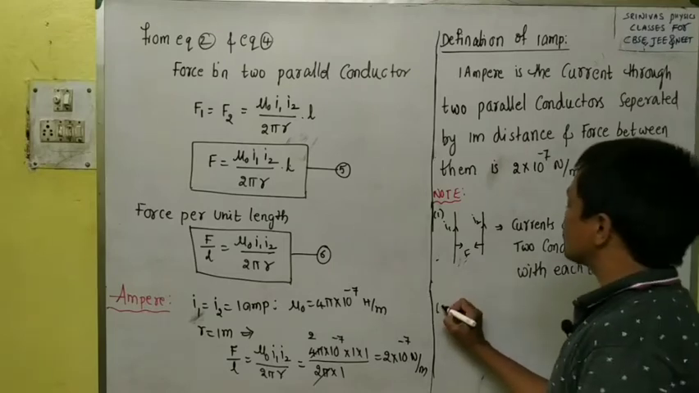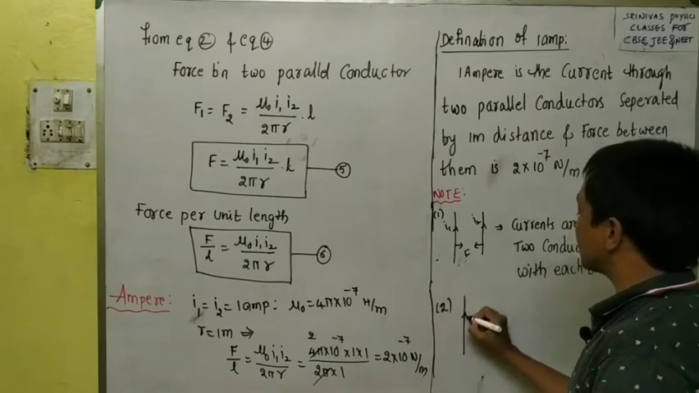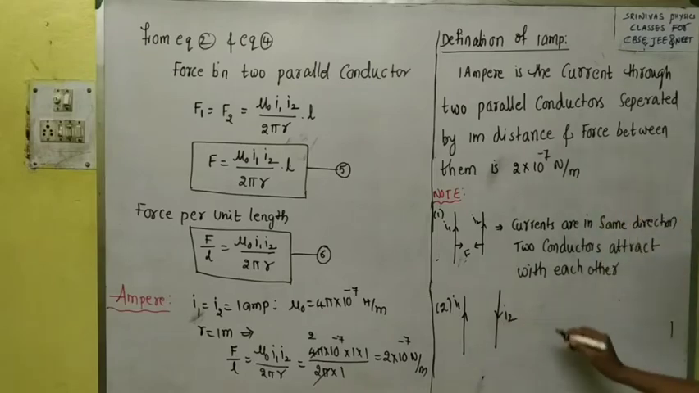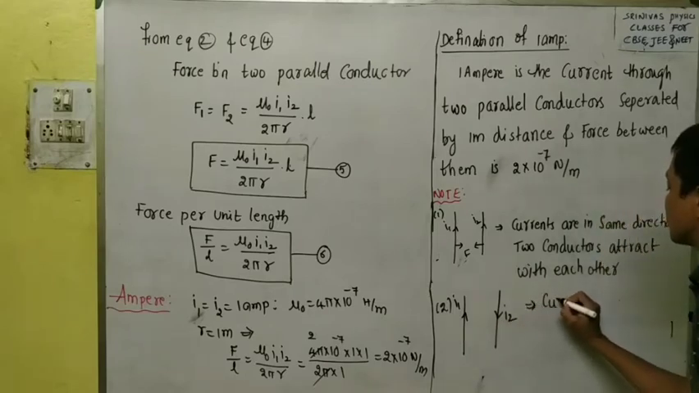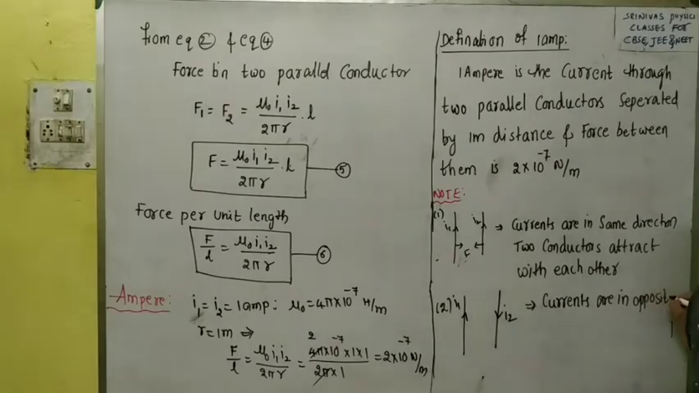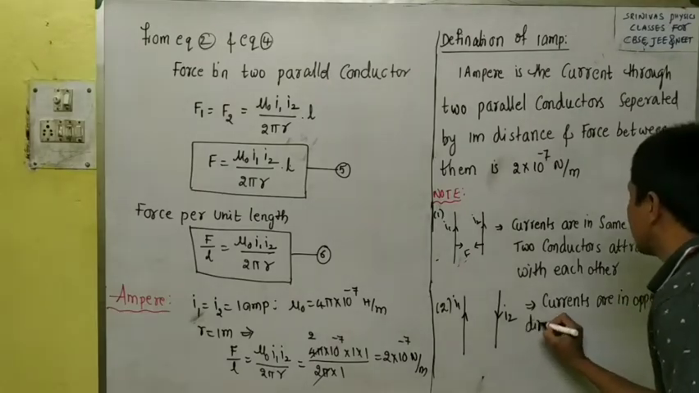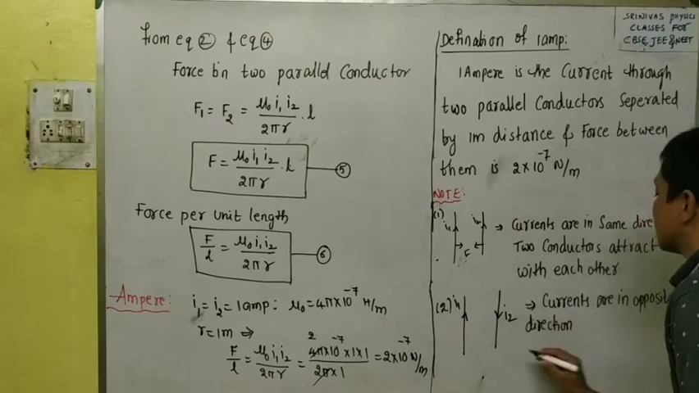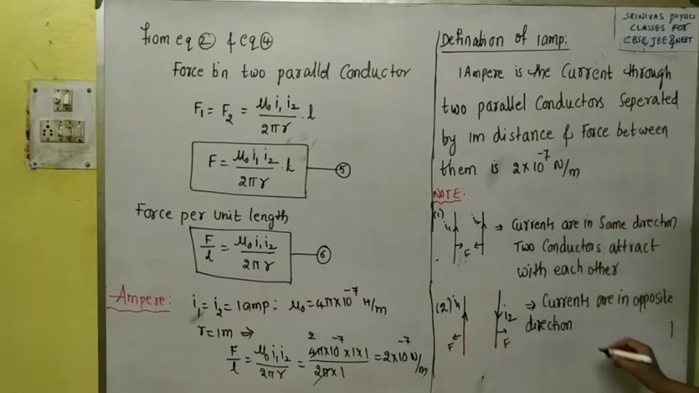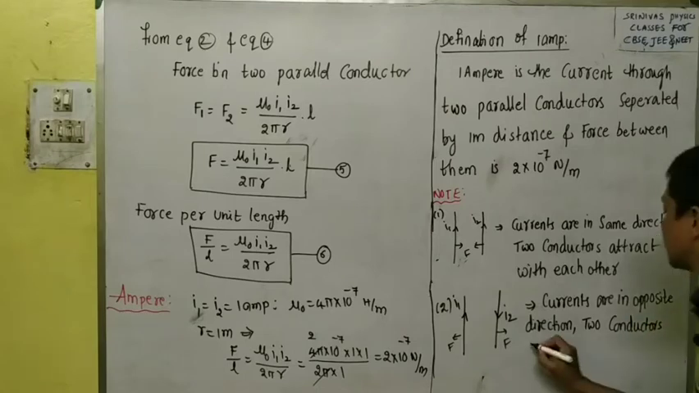If the currents are in opposite direction, let us consider, the first conductor carries the current upward and the second conductor carries the current downward. If the currents are in opposite directions, then the conductors repel each other. Repulsion force will act between them. Two conductors repel each other.